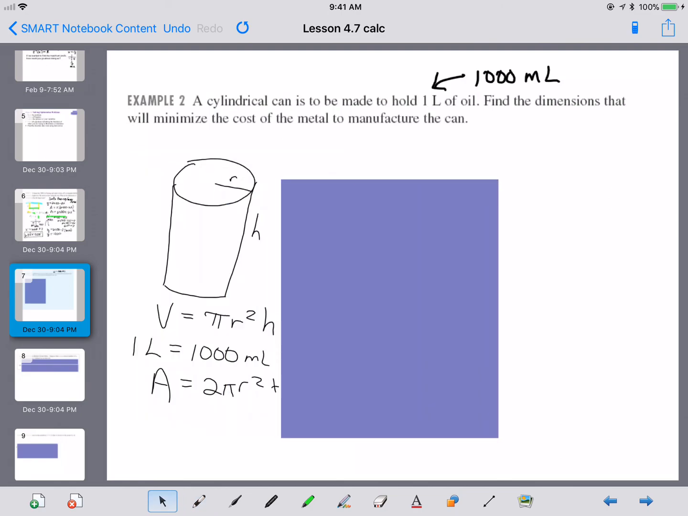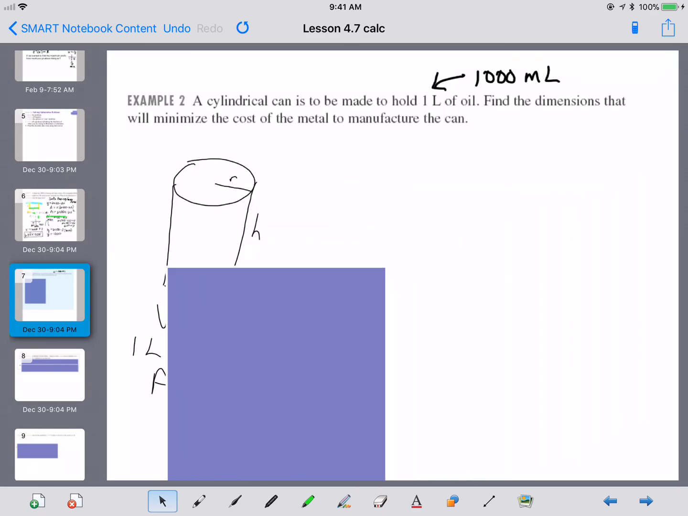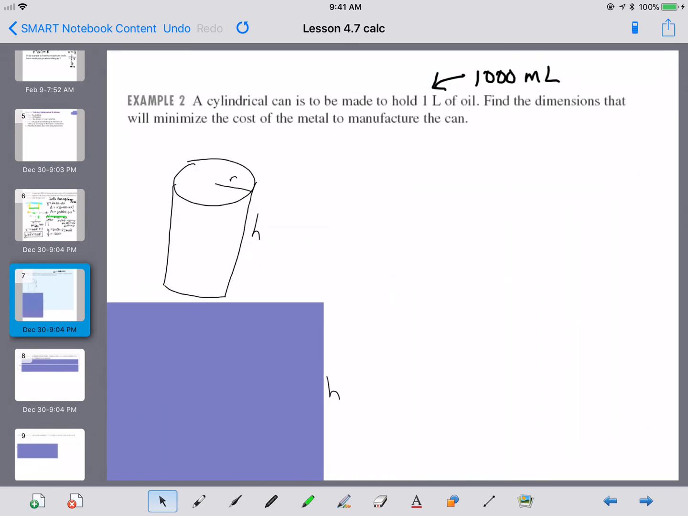So we read it. Now we're going to draw a picture. So we've got this cylindrical can. We know that the can really has two dimensions that we must be concerned about, the radius on the top and the height. Now, let's think about the materials that go into this can. We have the top and the bottom, which is pi r squared. We've got two of those.